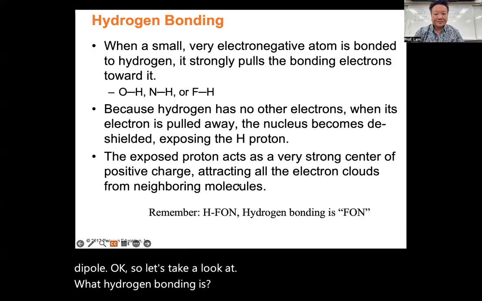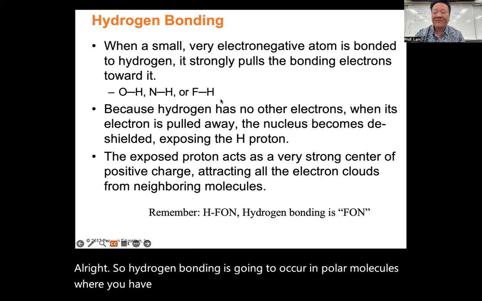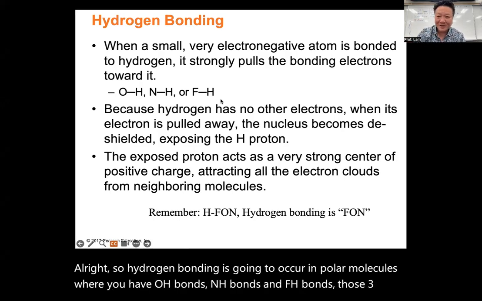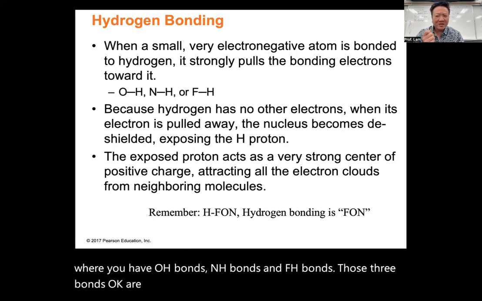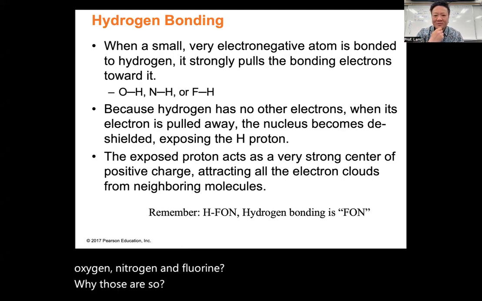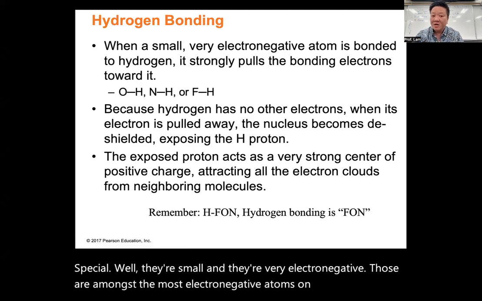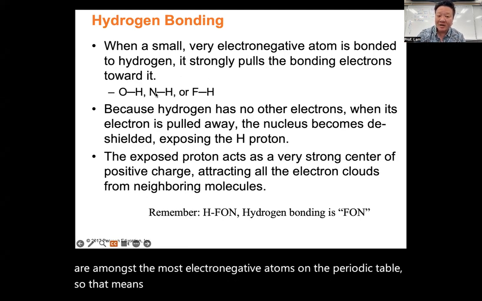All right, so hydrogen bonding is going to occur in polar molecules where you have OH bonds, NH bonds, and FH bonds. Those three bonds are special. So why is that? Can you guys think of why oxygen, nitrogen, and fluorine are so special? Well, they're small and they're very electronegative. Those are amongst the most electronegative atoms on the periodic table. So that means that OH bonds, NH bonds, and FH bonds are very polar.